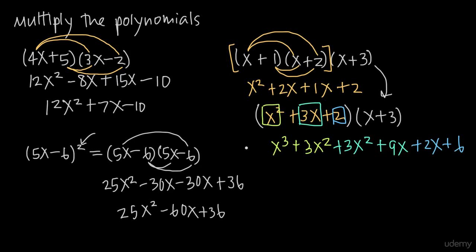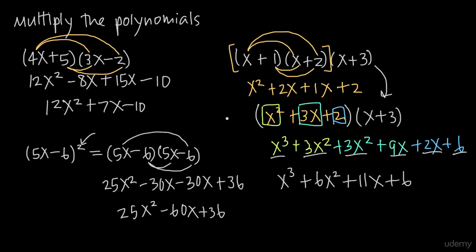And now we just combine our like terms across this entire polynomial. We'll start with x cubed terms. There's only this one x cubed, so we'll leave that. Now we'll look for x squared terms. We have a 3x squared plus a 3x squared. That gives us a 6x squared. Now we'll look for x to the first terms. We have plus 9x and plus 2x, so plus 11x. And then we have our constant term, plus 6. So this is the result of the multiplication of these three binomials together.